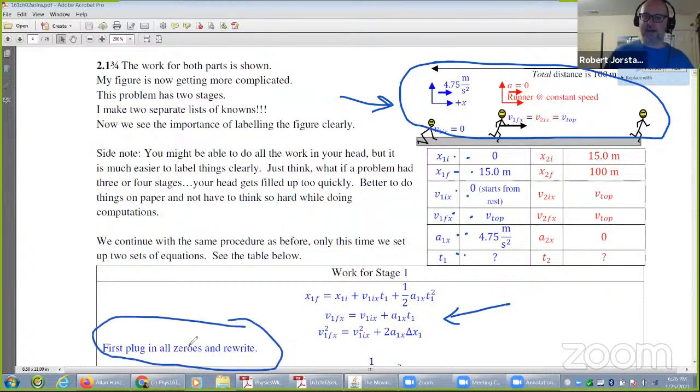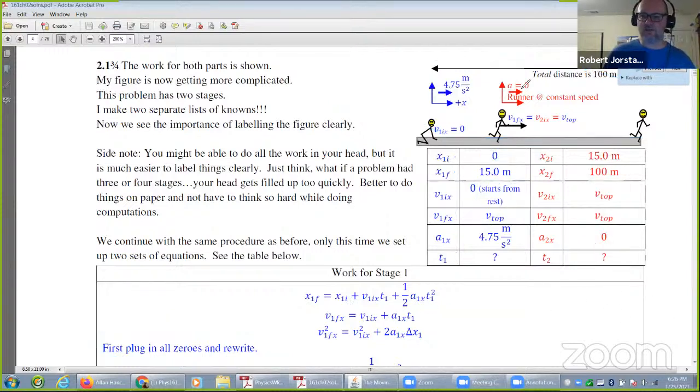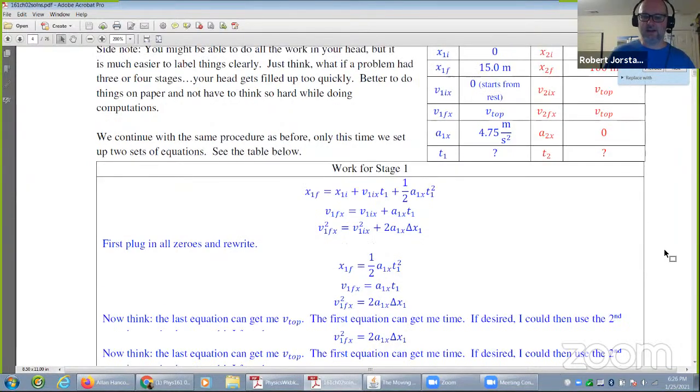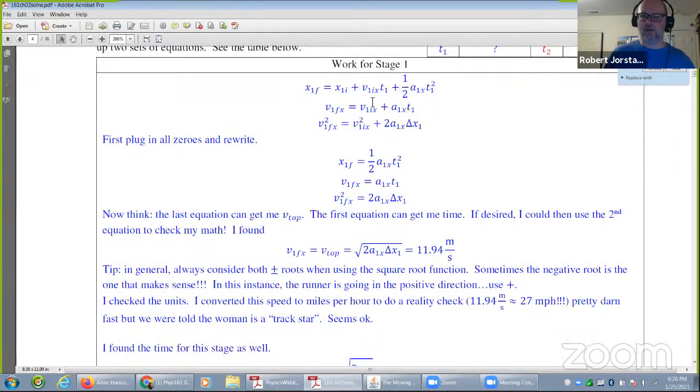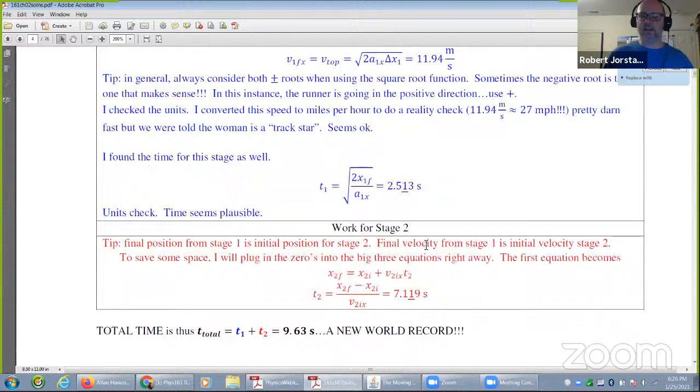Going on, I plug in anything that's equal to 0. So there's a few things that are equal to 0 here. I'm going to plug in whatever is equal to 0. And when I do that, that makes my equations slightly easier to work with. And then I rewrite them. And then I do all the work for stage 1. I do it algebraically. At the end, I plug in the numbers. I check the units. And then again, I do this work for stage 2. And so we can take problems that have multiple stages and figure out the total time.